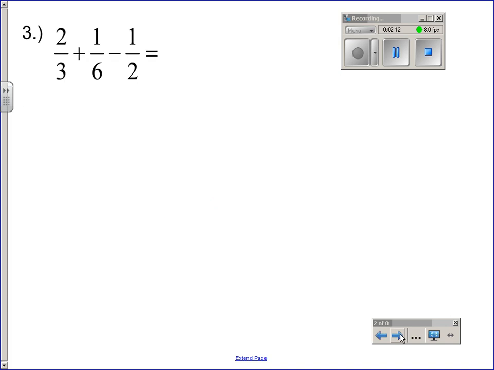Now let's take a look where we don't have a least common denominator. So we're going to look at our 3 denominators. We have a 3, a 6, and a 2. I'm always going to take the highest number and look at it. In this case, it's 6. And I'm going to look at the other numbers to see if they can go into it evenly. In this case, they can. So 6 is going to be my least common denominator.